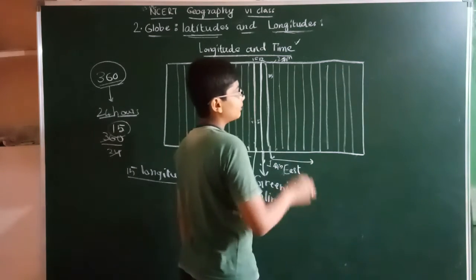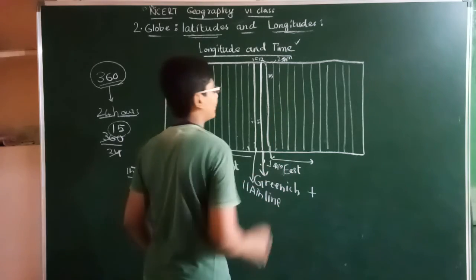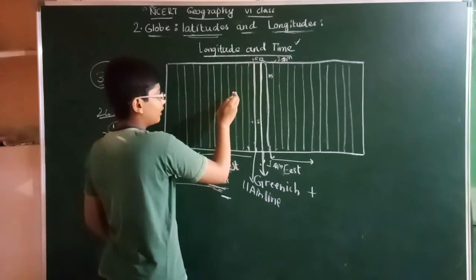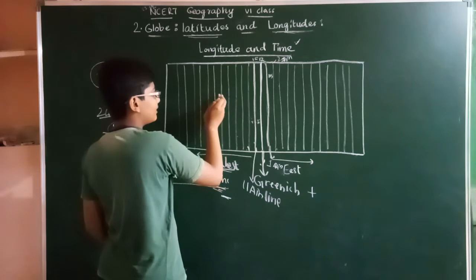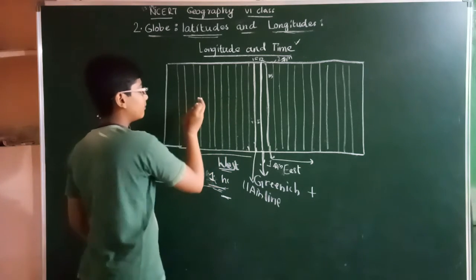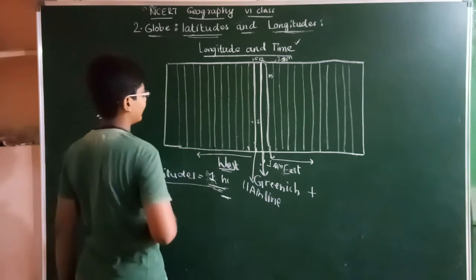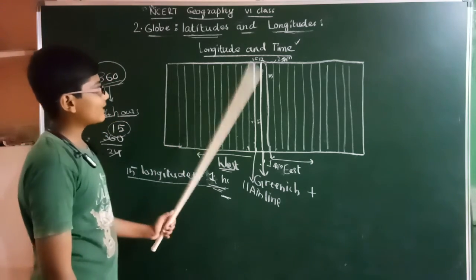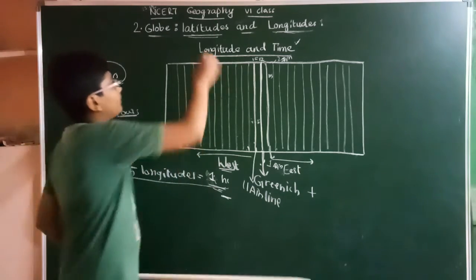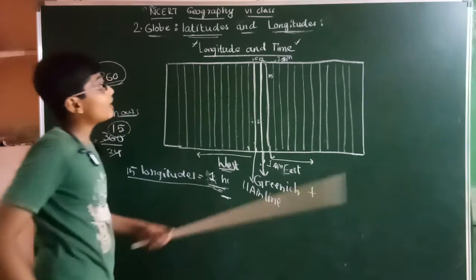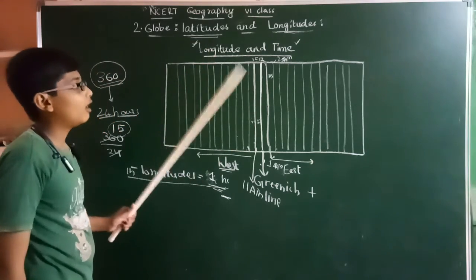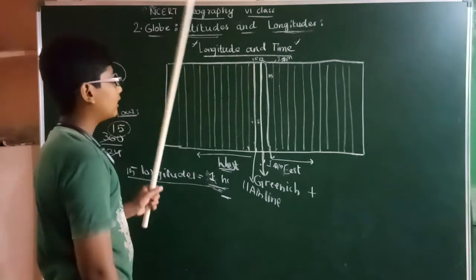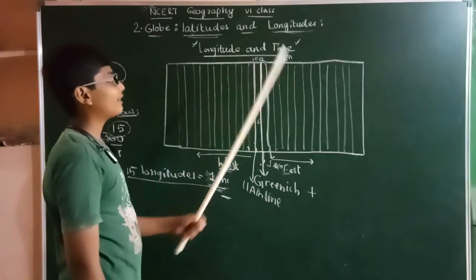Here you get 11 a.m., 10 a.m., 9 a.m., 8 a.m., 7 a.m., 6 a.m., 5 a.m., 4 a.m., 3 a.m., 2 a.m., 1 a.m., and 12 midnight. In this way we can conclude that time is also dependent on longitudes. That's why the main importance of longitudes is to find the time.